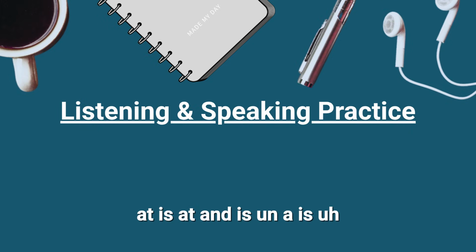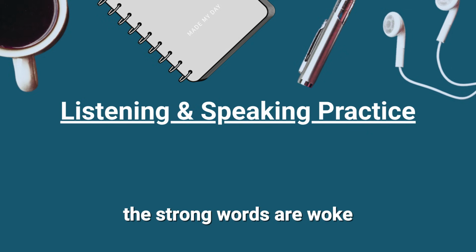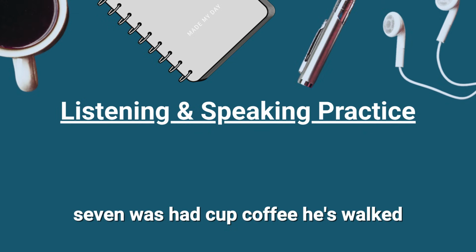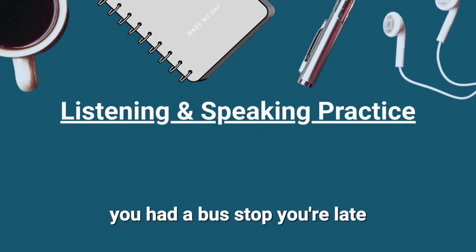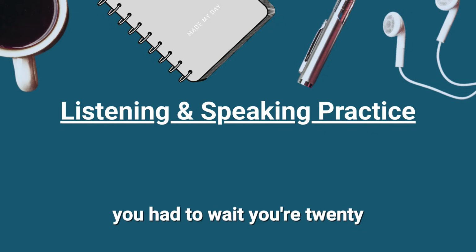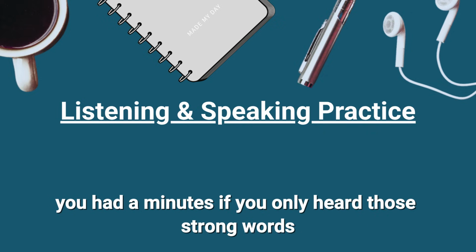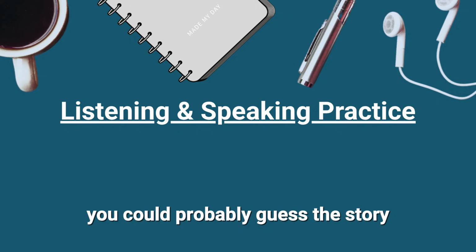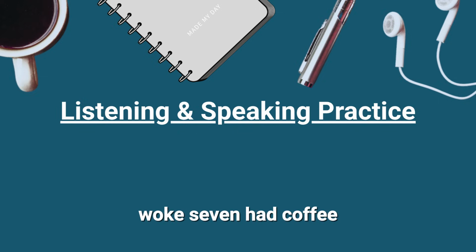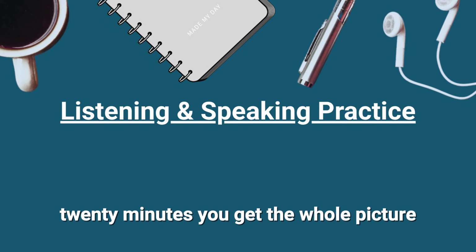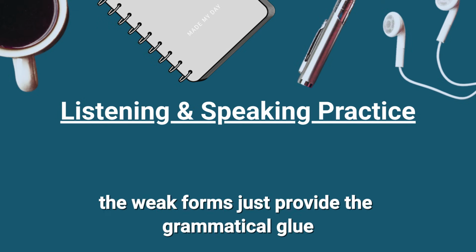"At" is "ut," "and" is "un," "a" is "uh," "of" is "uv," "to" is "tuh," "the" is "thu," "for" is "fur." The strong words are woke, 7, had, cup, coffee, walked, bus, stop, late, wait, 20, minutes. If you only heard those strong words, you could probably guess the story. Woke 7, had coffee, walked bus stop, bus late, wait 20 minutes. You get the whole picture. The weak forms just provide the grammatical glue.